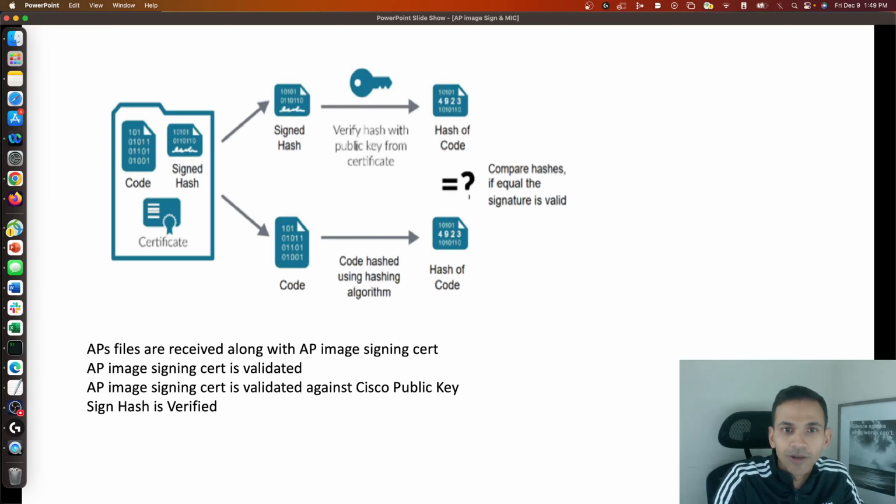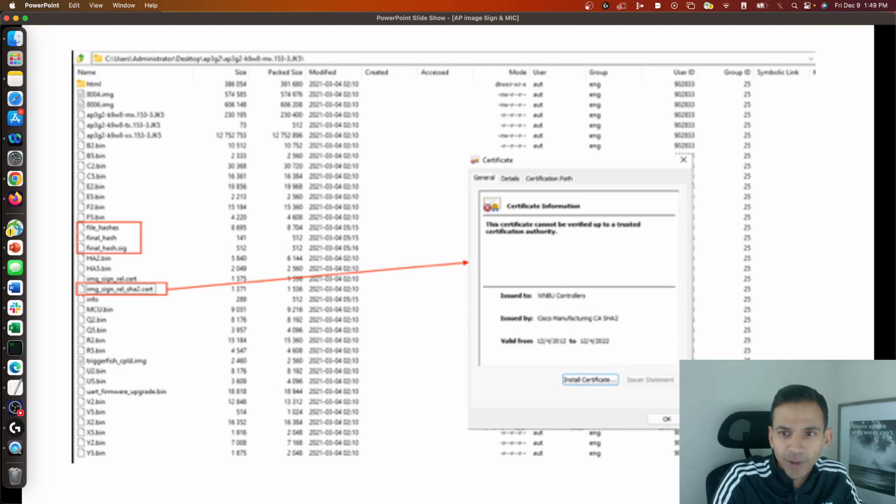So let's take a look into it step by step. Before getting there, this is an example of the files that it carries. As we can see at the top, there is an image followed by the hash and the AP signing certificate.